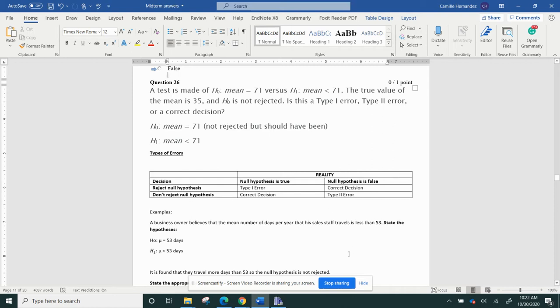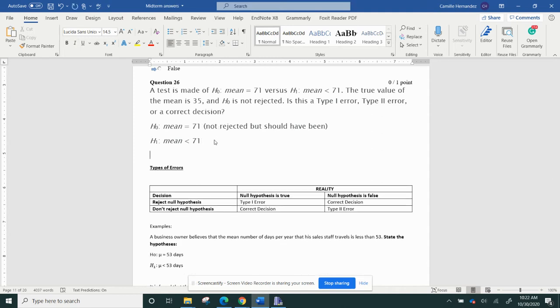Okay, so I wrote again the null and the alternative. The null says the mean equals 71, and the alternative says the mean is less than 71. Okay, and what do we really know? We know the mean is 35. So the null is incorrect. But we didn't reject the null. Okay, so that means we made an error, because we didn't reject it, but we should have.